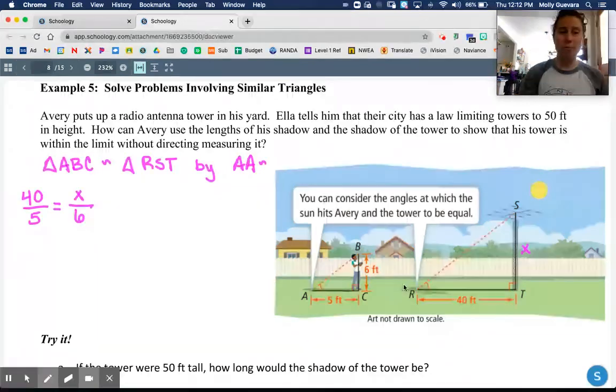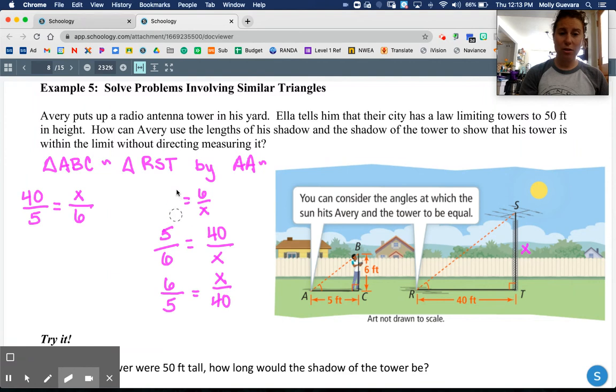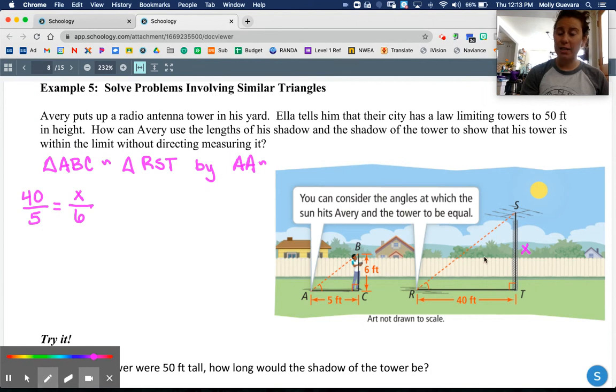This is the one I'm going to solve, but I want to show you there's other ways you can set this up, okay? You could have switched it. You could have done 5 over 40. You don't have to write this down, but I just want you to be aware. 6 over x, so you could have switched those. You could have done 5 over 6, right? Shadow over height is equal to shadow over height. You also could have done height over shadow in the same triangle is equal to height over shadow. So there's lots of different ways that you could have set up this proportion, okay? If you set it up differently, totally fine. You should get the same answer.